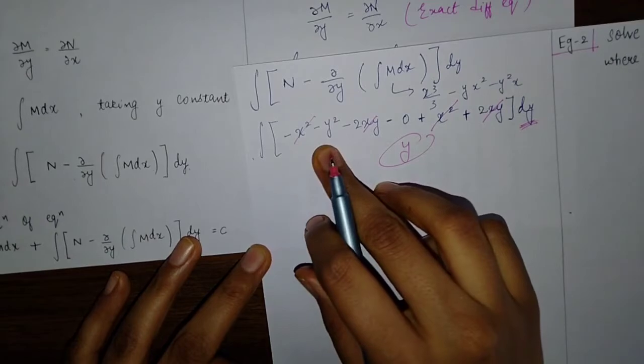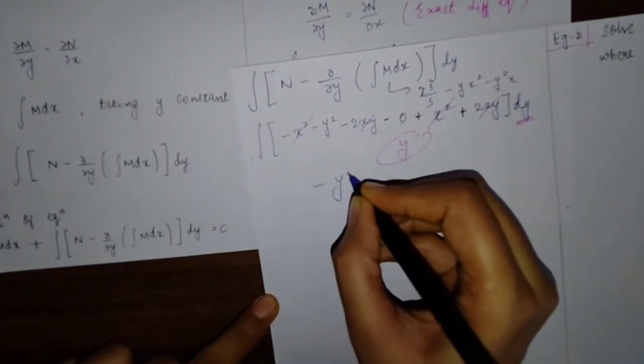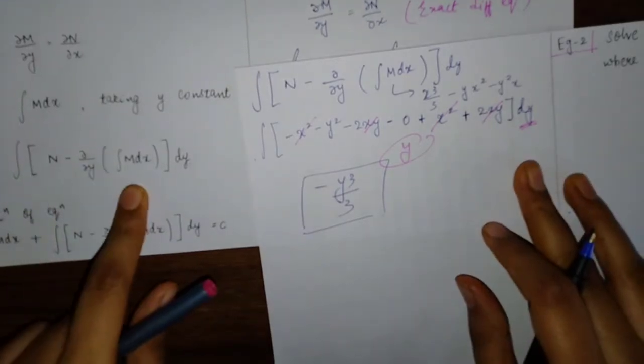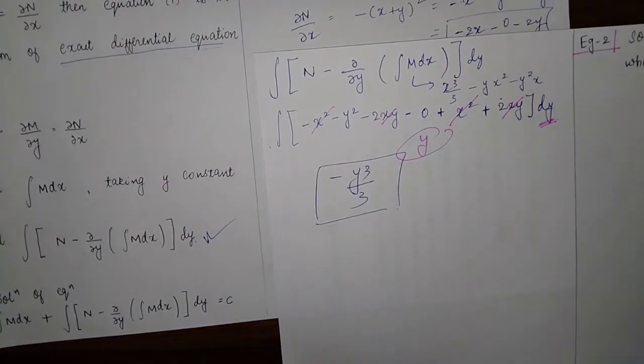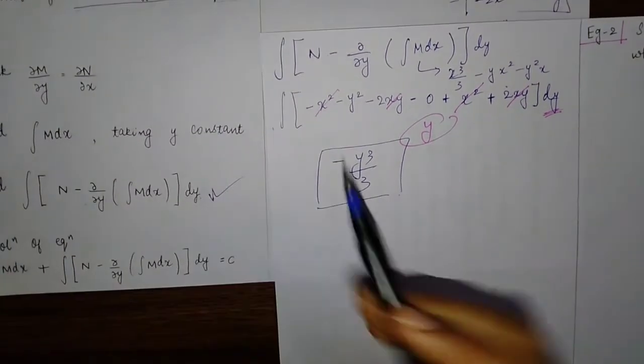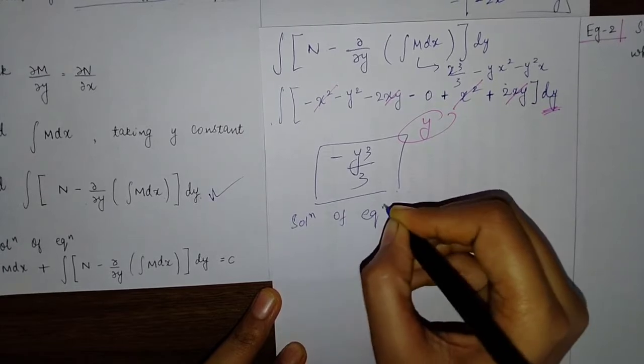Okay, so here we got minus y square. So now if I integrate minus y square, then I will get minus y cube by 3. So I got the another term also. So now we got both the terms, that is step number 2 and step number 3. So finally we can get the solution of the equation by adding them.